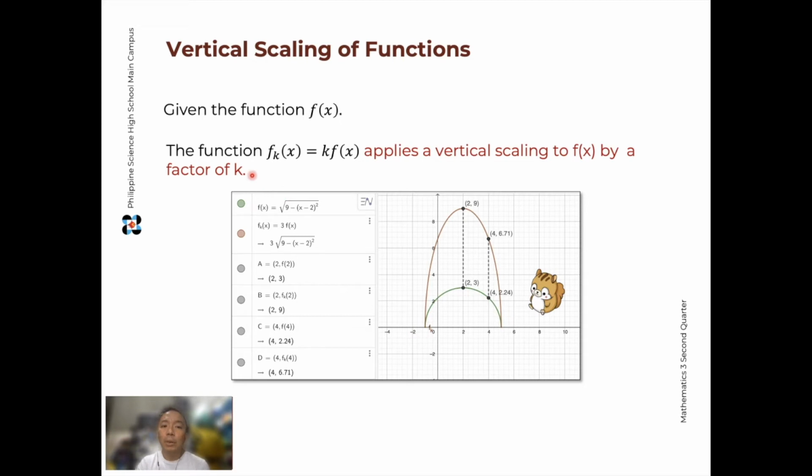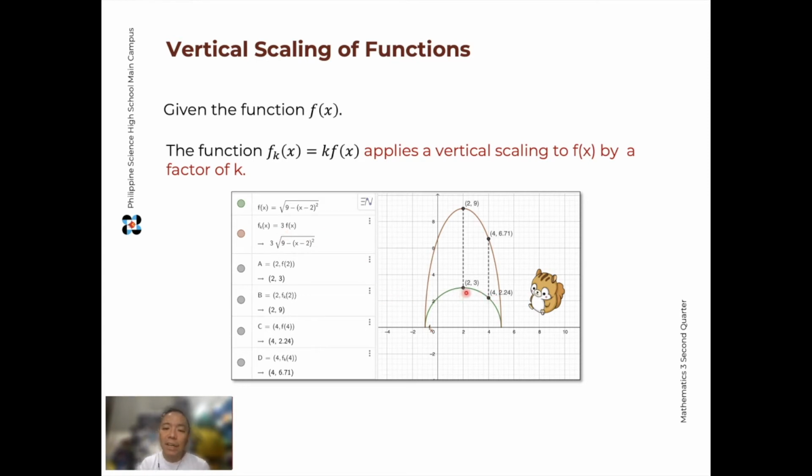Now, pag gumawa ako ng bagong function, we call it f sub k of x, although you can use any name naman. Na equal lang siya ta some constant k na nakamultiply sa original function natin, then this will apply a vertical scaling to f of x by a factor of k. Imagine natin, lahat ng y coordinates, ng lahat ng points dun sa green semicircle natin, mata times k. So in this example, ang k na ginamit ko ay 3. And let's see what happens.